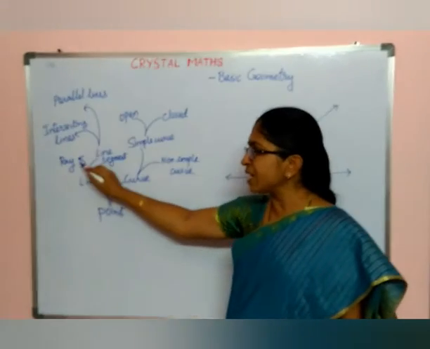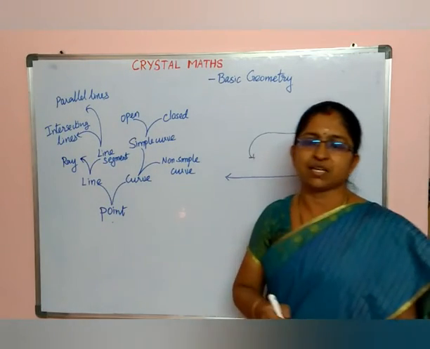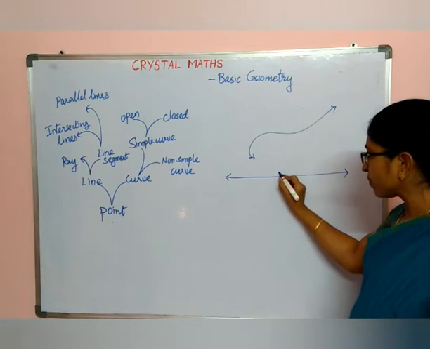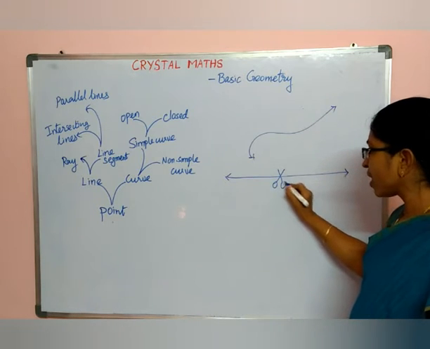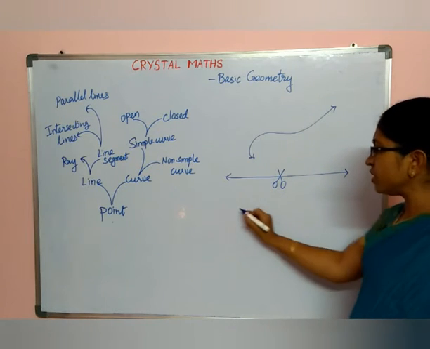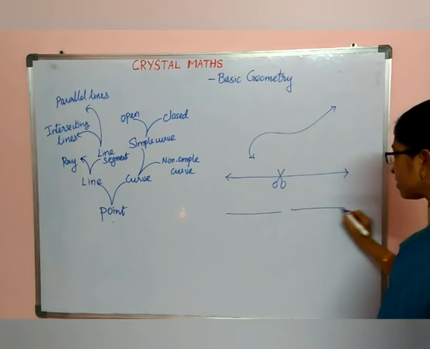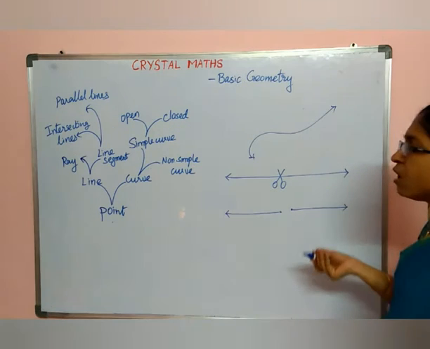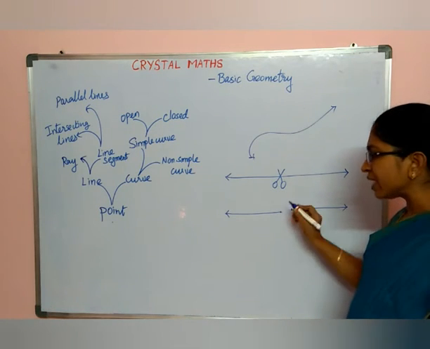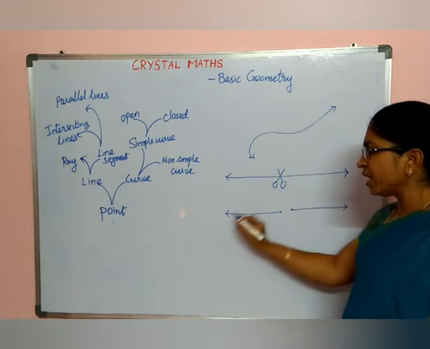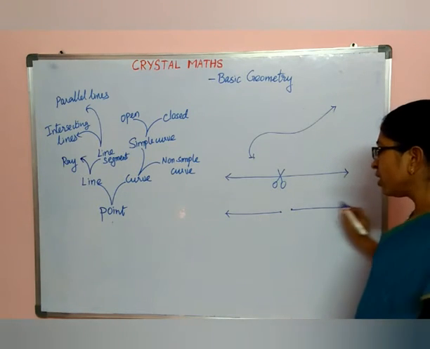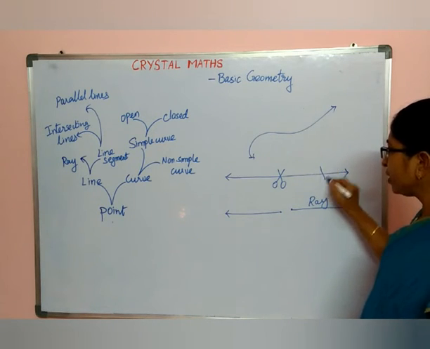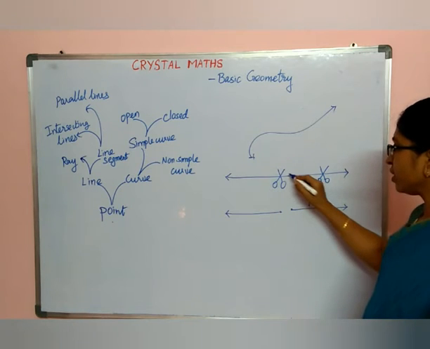From the line, we can develop a ray as well as a line segment. What is a ray? If I cut this place, if I cut this portion over here, I will get two things like this. These two are called rays. A ray has one starting point and no ending point at all. It's called a ray.